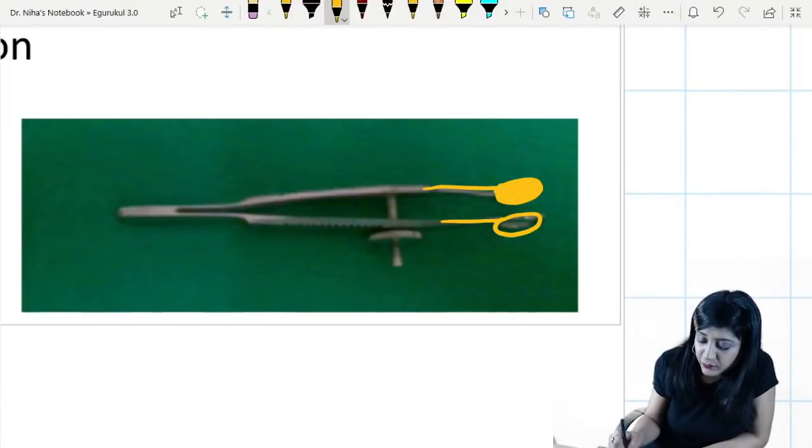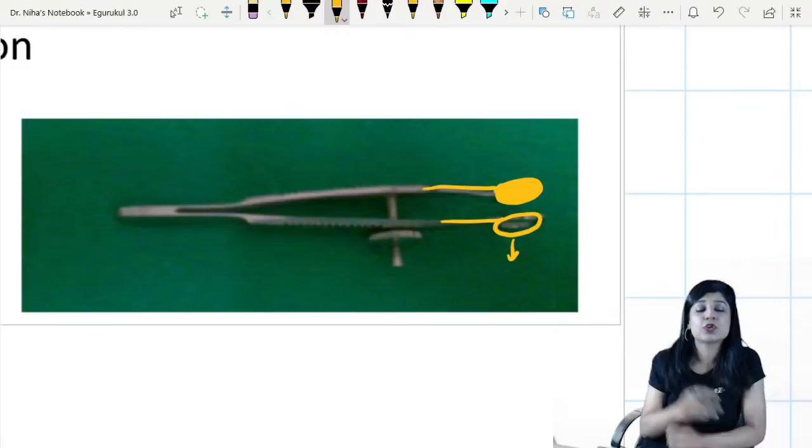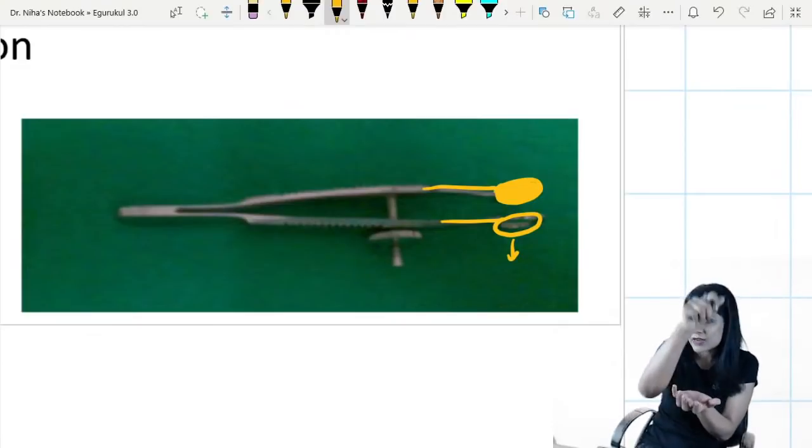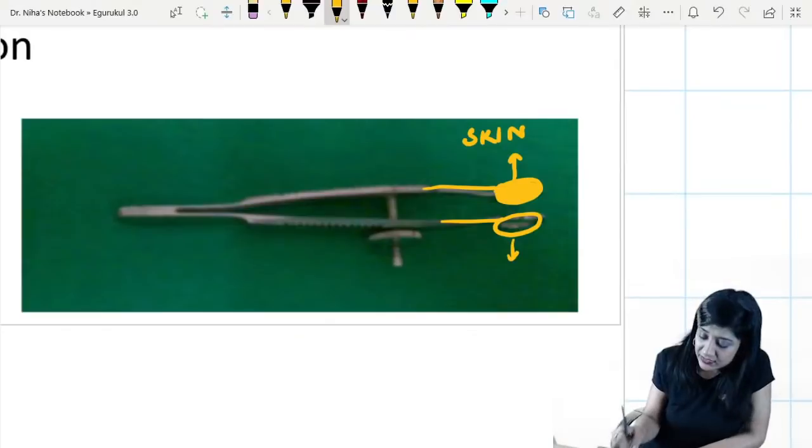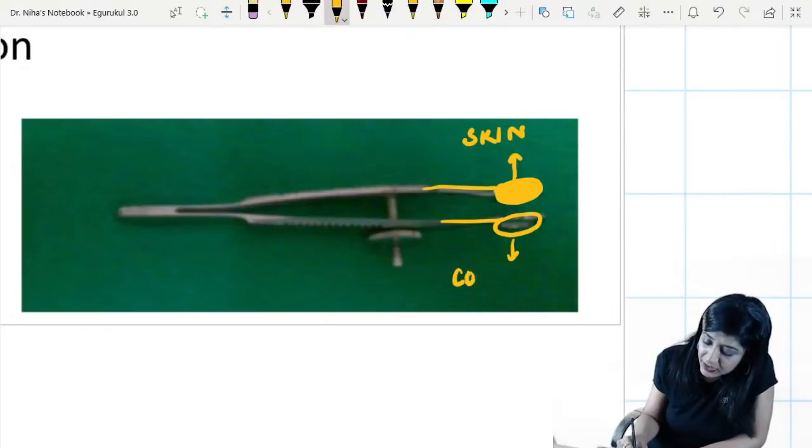One is the solid one and one is the hollow one here. So you have to stabilize it. Once it is stabilized, you will do the cutting. So this is actually used on the skin side, while this is used on the conjunctiva side.